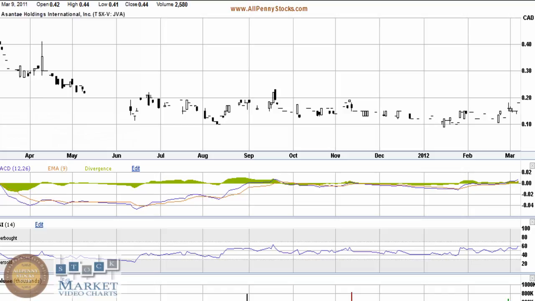Asantae is duly listed on the U.S. and Canadian exchanges. This particular chart is for Asantae's Canadian listing, where it trades on the Toronto Venture Exchange under the ticker JVA. On the 1 year chart, you can see it's been in a long-term channel, but is really showing some particular strength as the MACD has been trending towards zero. The RSI has been trending upward for a long period of time. And this chart pushed through a key resistance level this last week, so it's one to keep an eye on for continued upward pressure.